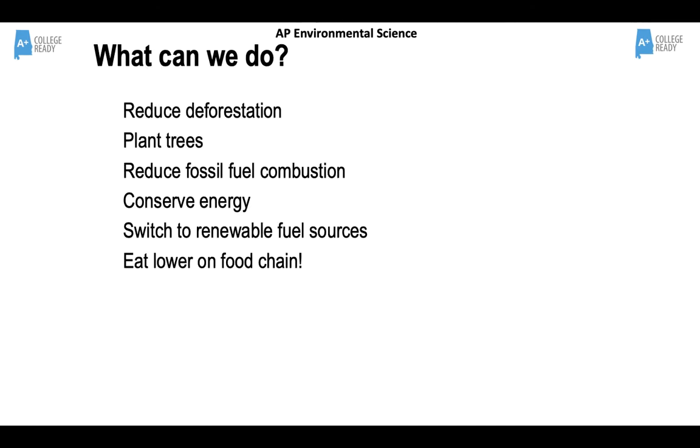So what can we do? Well, we can reduce deforestation. We can plant trees. We can reduce fossil fuel combustion. That's probably number one. We can conserve energy, switch to renewable fuel sources, and eat lower on the food chain. It takes a whole lot more energy and water and pesticide and herbicide and fertilizers and land area to raise a pound of beef than it does a pound of wheat or corn or a vegetable.